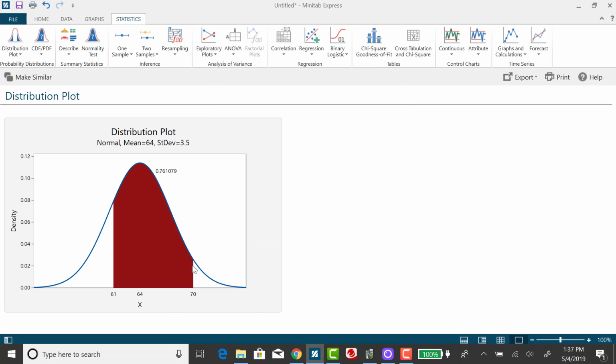All right, we'll see that about 76.1% of the population of women have a height between 61 and 70 inches.